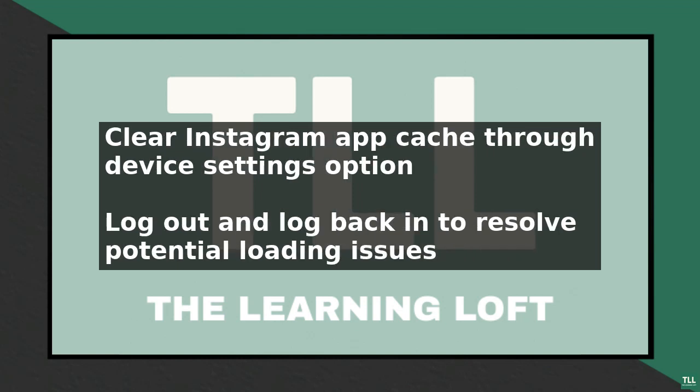Additionally, check if the story highlights are set to public or private. If they are set to private, only approved followers will be able to view them. Make sure the story highlights are set to public if you want everyone to be able to view them.